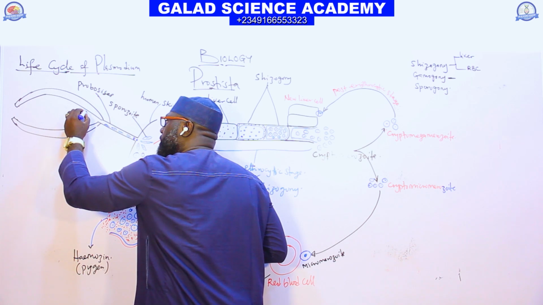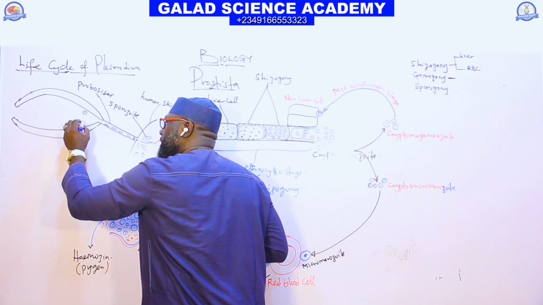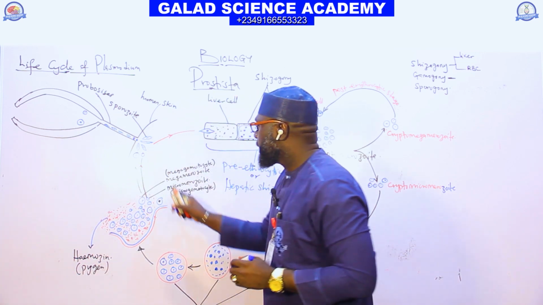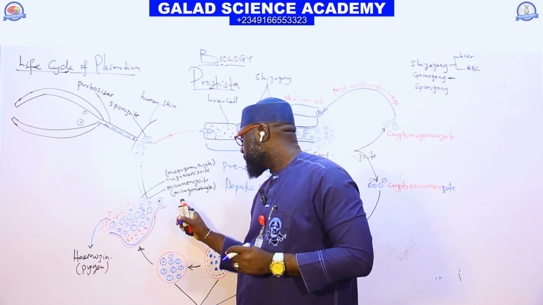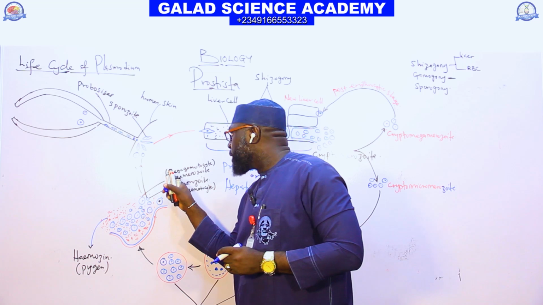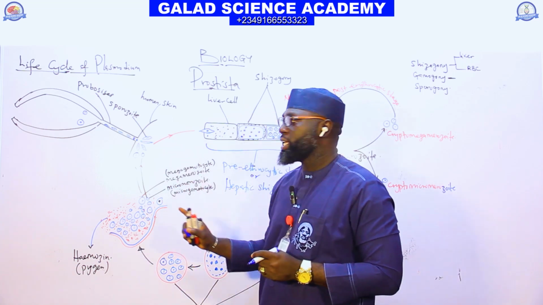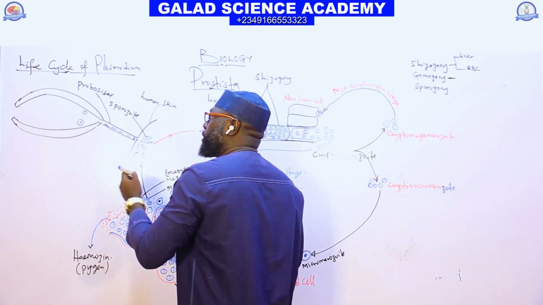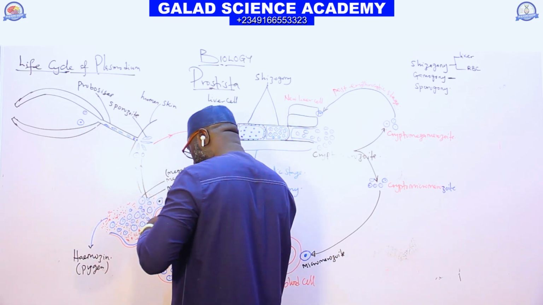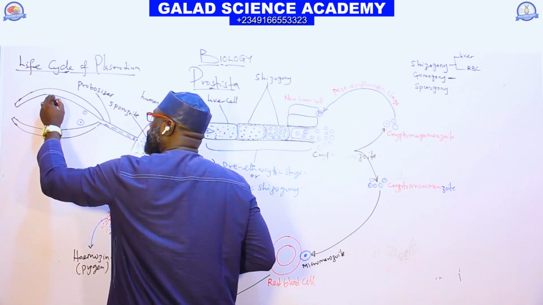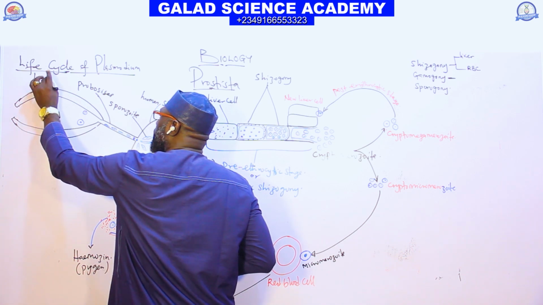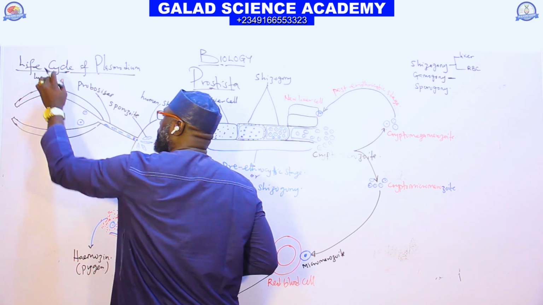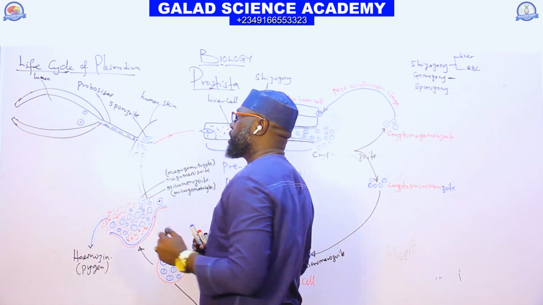This is the microgamete. This one is the big. The small one is called the microgametocyte. The big one is called the megagametocyte. On getting to the lumen, we are calling this place the lumen of the mosquito, or the stomach of the mosquito.